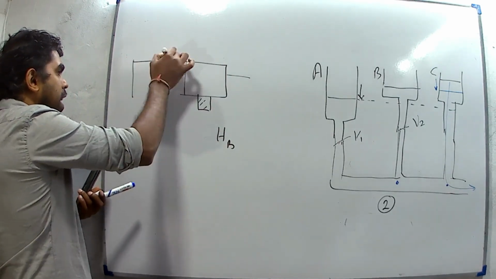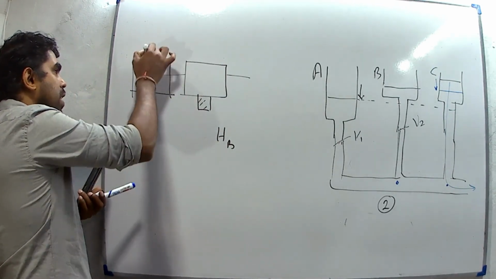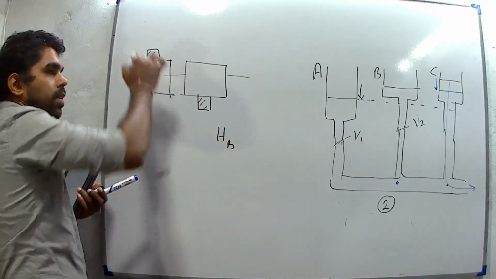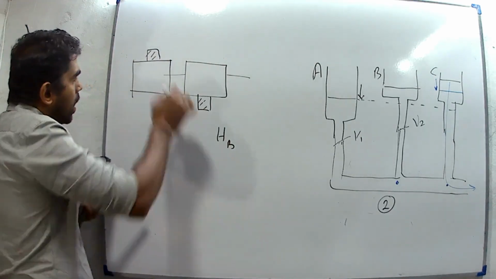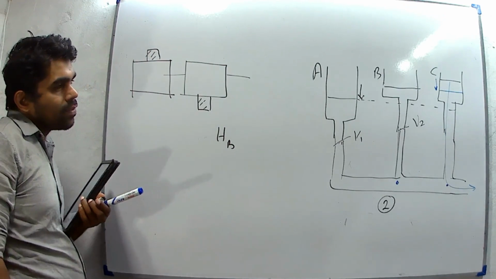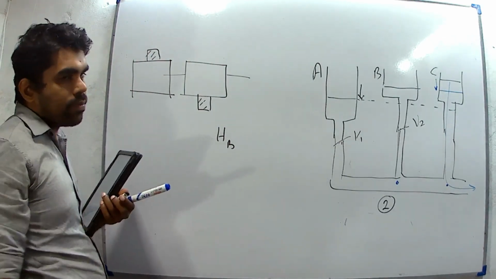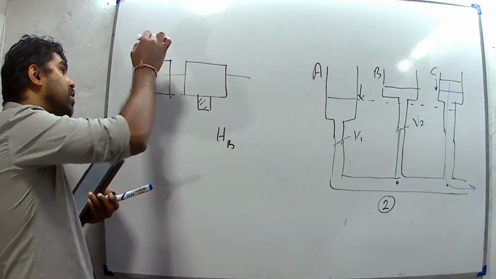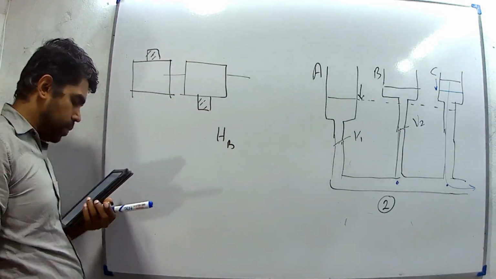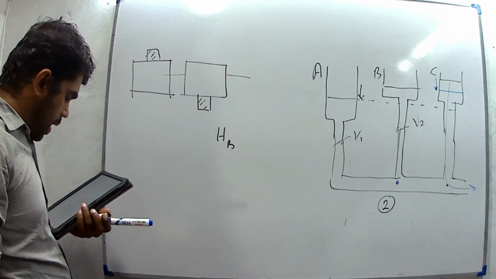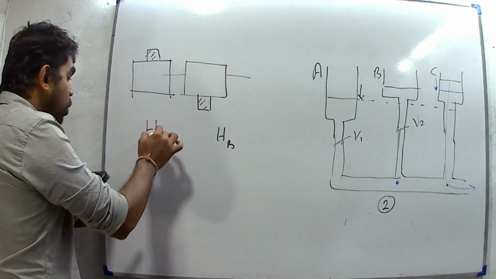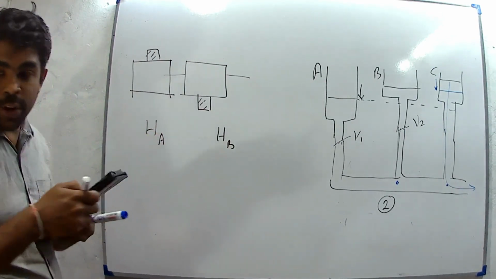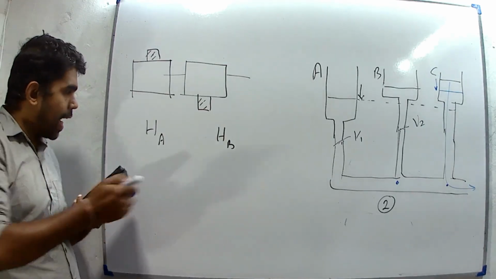But when considering the first situation, the metal block is on the upper surface. Therefore, there is no upthrust on this one. Therefore, HA, the immersed height of A, should be greater than HB.